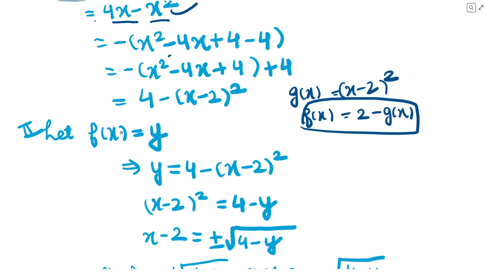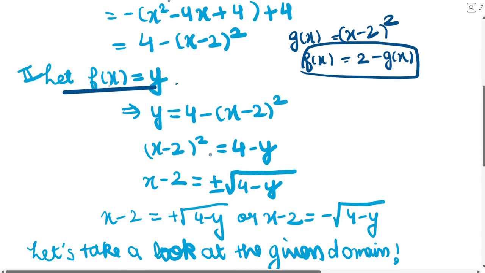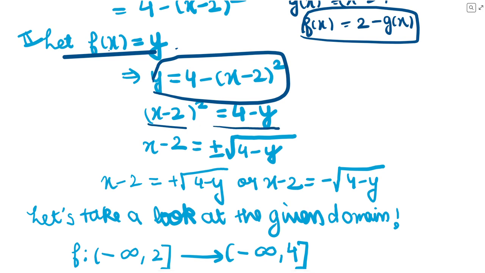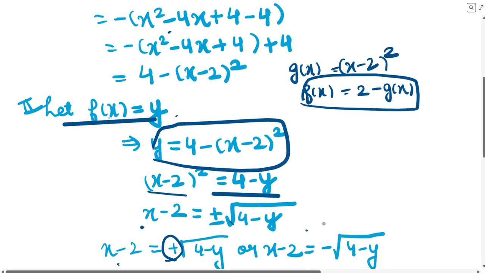Now what is the next step? The next step is to put f(x) as y for the convenience of calculation. Then we'll put y as 4 minus (x minus 2) whole square. Then (x minus 2) whole square becomes 4 minus y, and x minus 2 becomes plus or minus under root of 4 minus y. Now x minus 2 can either be plus under root 4 minus y, or minus under root 4 minus y.